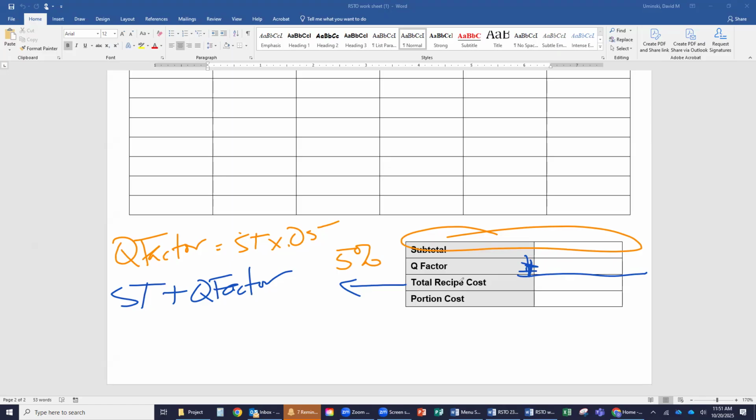Okay. And then the last thing, this is where your portion cost is going to come into play. So your portion cost is your total divided by 32 servings.